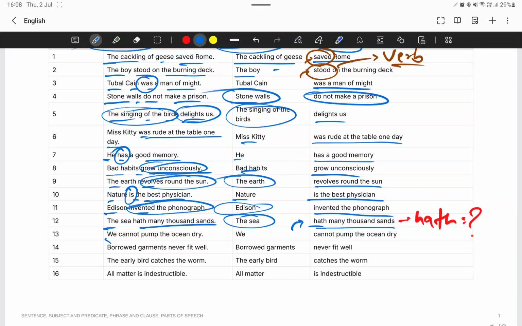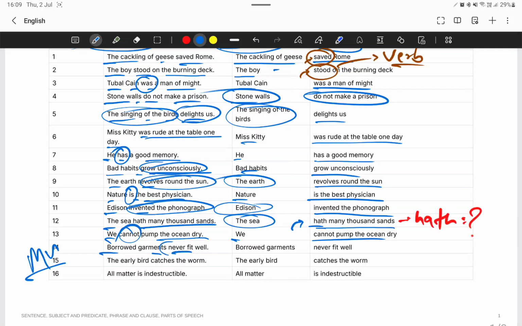So we understand hath is just a verb. We cannot pump the ocean dry. Cannot is not about verb. Wait, can it be a verb, I guess? No, okay, maybe it's a verb. Yeah, it's a modal verb. How can I forget about that? It is a modal verb. So we cannot pump the ocean dry. So we is subject and cannot pump the ocean dry is predicate.